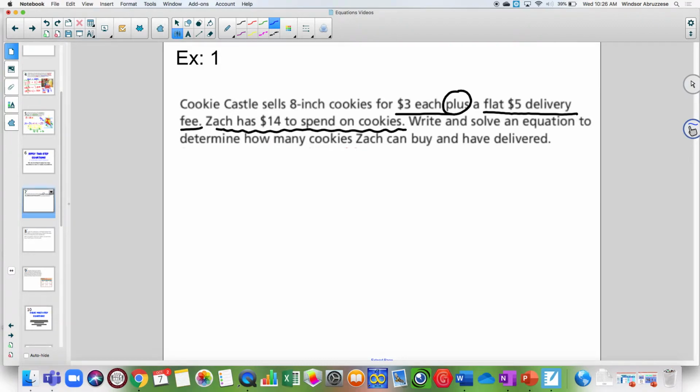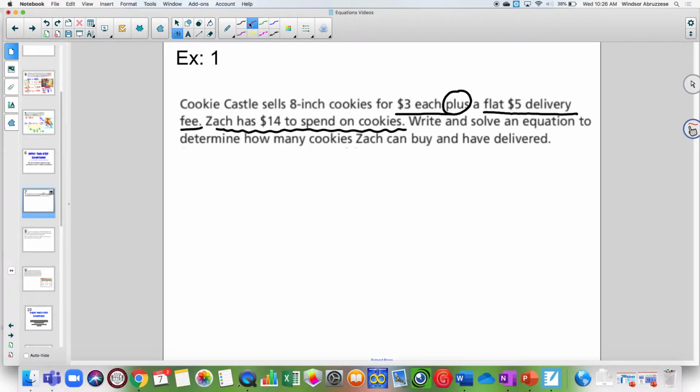All right, so the first thing I want to talk about is this flat $5 delivery fee. A lot of times in real-world situations, you're going to have a flat fee or an initial charge. This means that no matter how many cookies he buys, he could buy 5 cookies, 10 cookies, 100 cookies, it doesn't matter how many he buys. He's going to pay $3 for each, but he also has to pay a one-time fee of $5. So if he buys 10 cookies, plus $5. 1,000 cookies, plus $5. That 5 is a one-time fee. It's like your shipping fee, right? It won't change depending on the number of cookies.